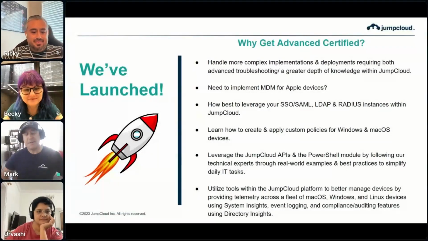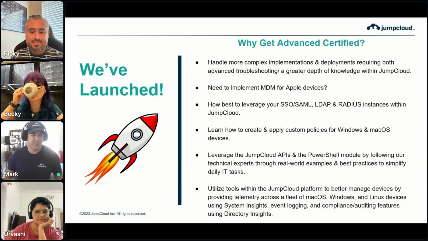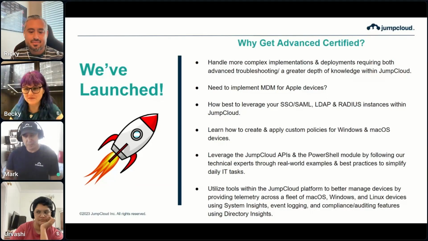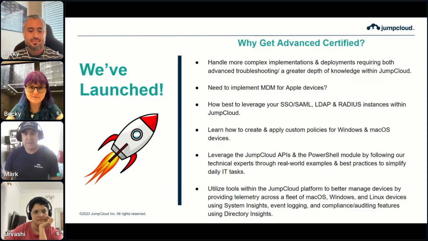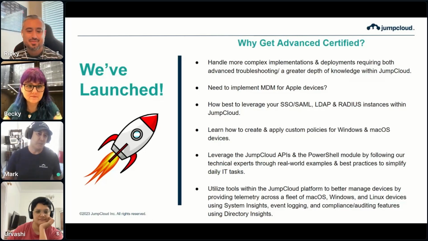My name is Mark McConnell. I am a member of the JumpCloud customer education team. I'm actually a content course curriculum designer. I've been with JumpCloud for 2.5 years now. And we are so excited that we have finally launched the advanced certification. It launched last Wednesday. And we'll get into some of the ramifications of how the new certification strategy is actually going to work.